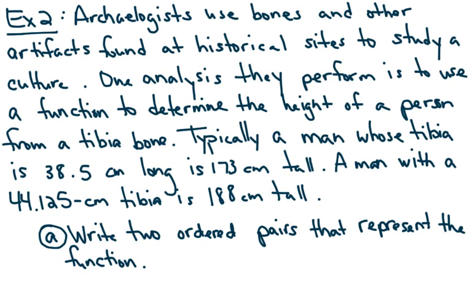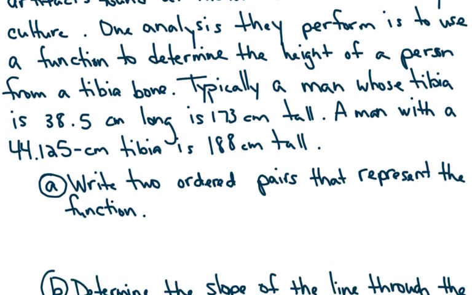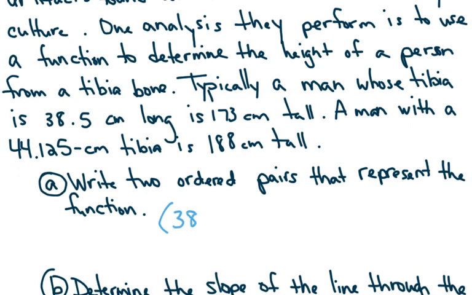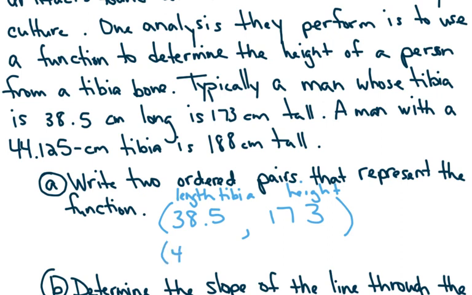Well, unless this is a problem involving years, which it's not, I normally write the ordered pair based off of how I read the problem. So I might make the first ordered pair 38.5, 173. So this would be my length of the tibia, and then this would be my height, and everything's in centimeters. My second ordered pair would be 44.125, and the other coordinate would be 188.